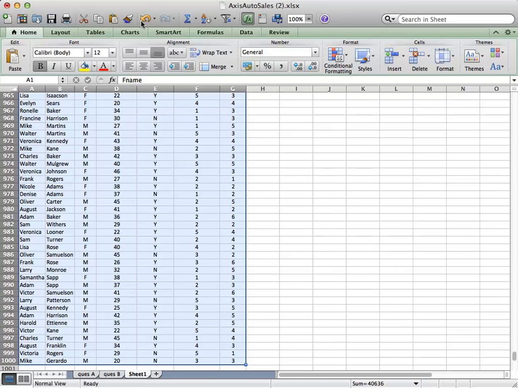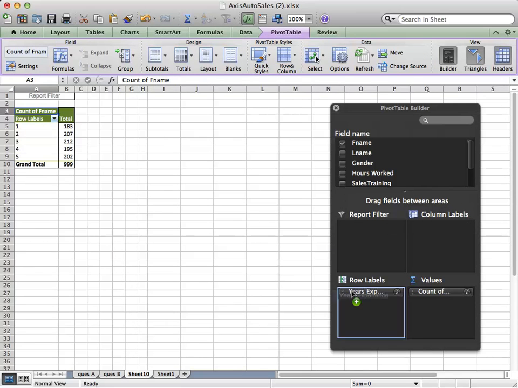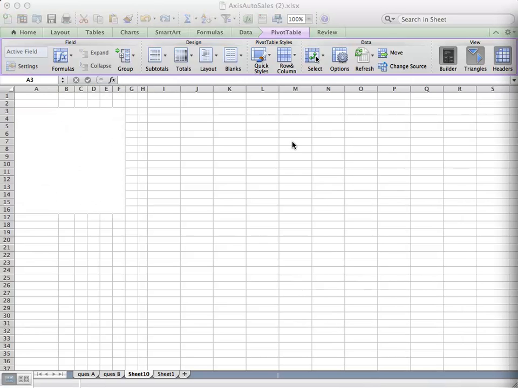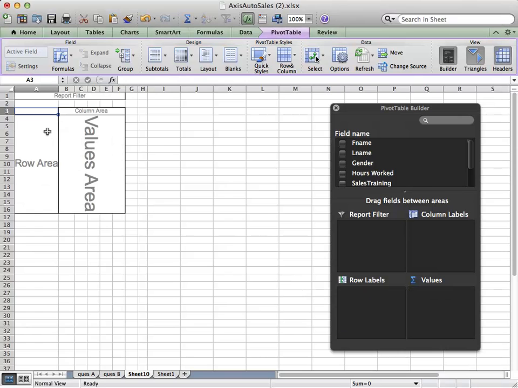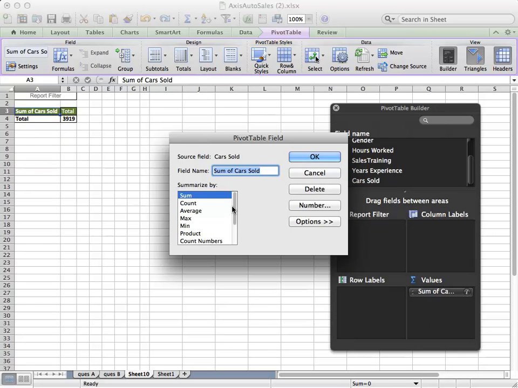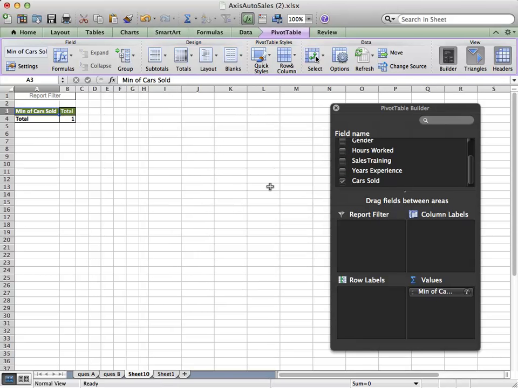Go back here, do it again. And the next question is the minimum cars sold per month. It's basically the same thing. Again, we're pulling cars sold down into the value, changing the summary operation to min. And the minimum cars sold by a salesperson in a month is 1. And that's question C.